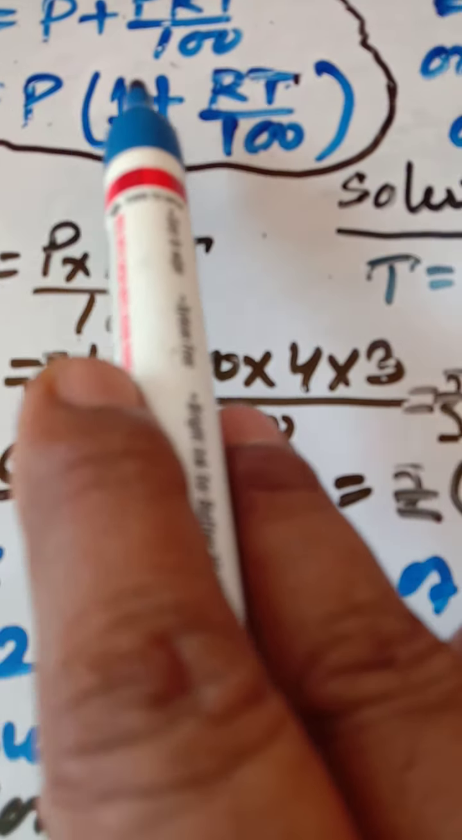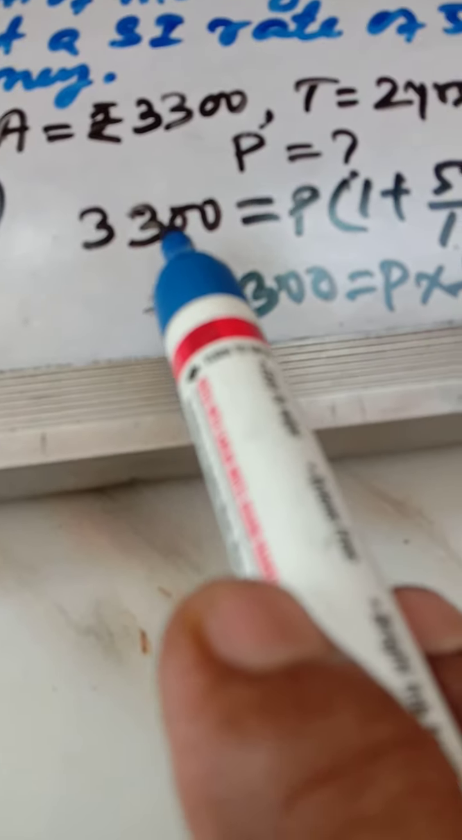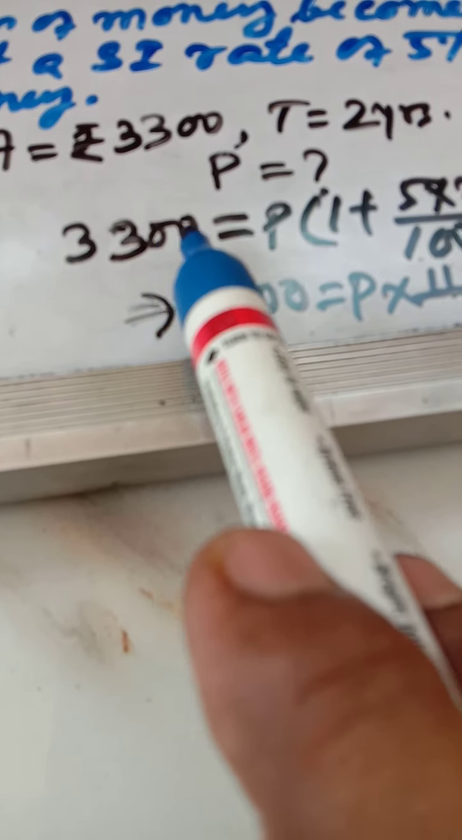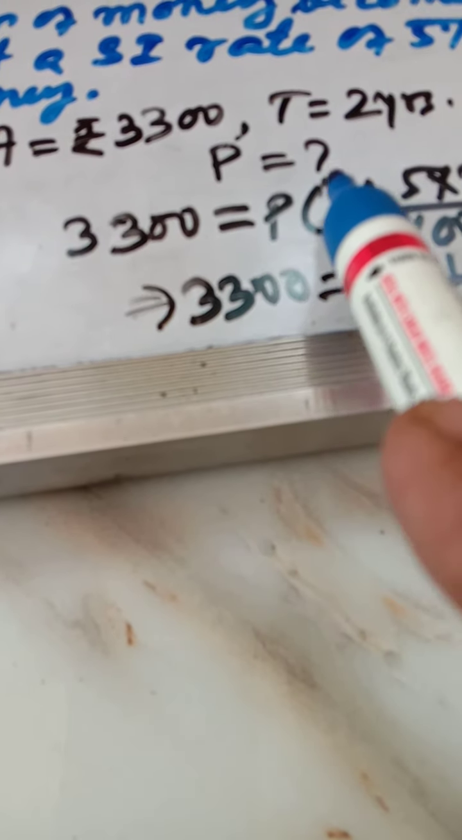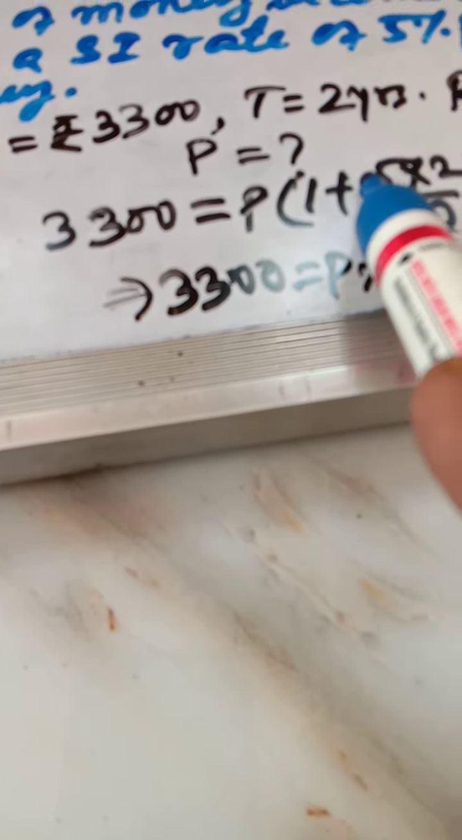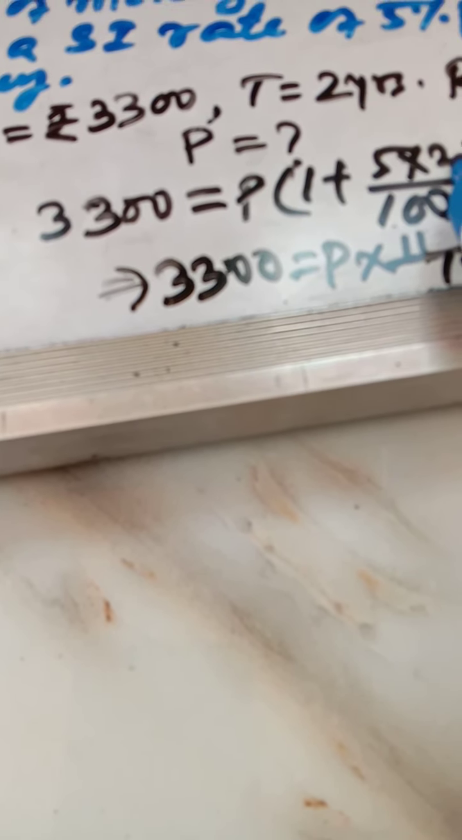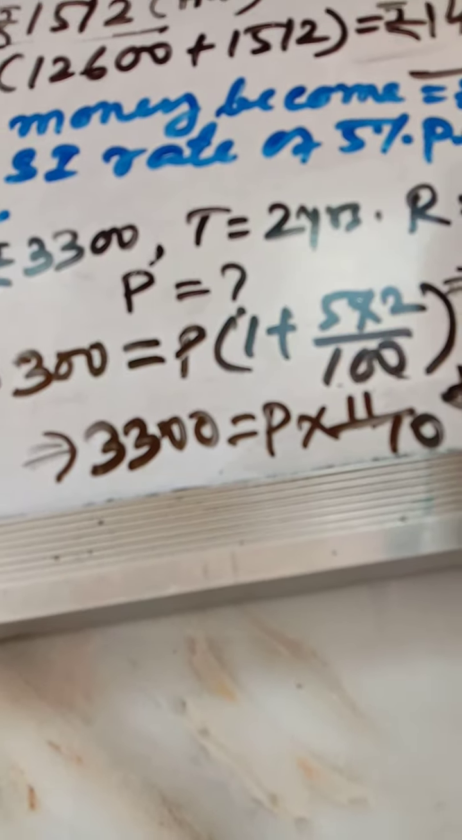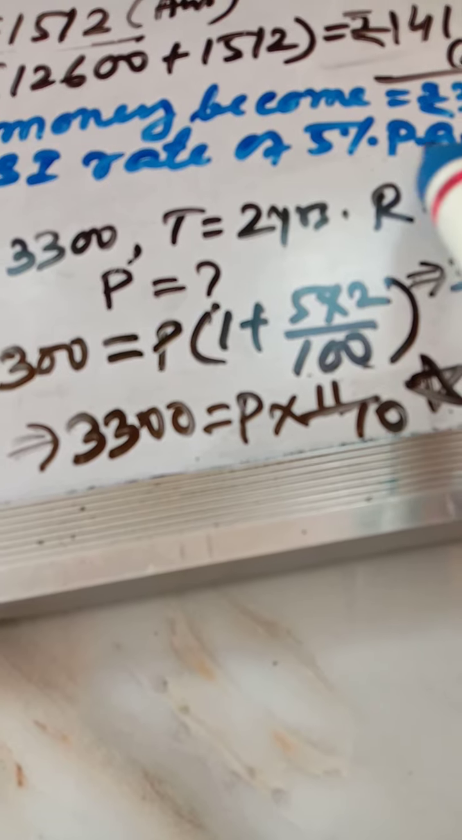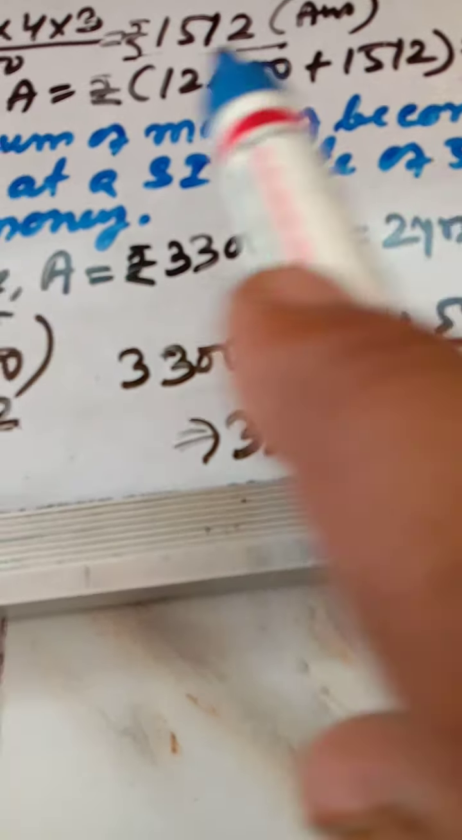So the formula is A equal to P into 1 plus RT by 100. That is what I have done. Here the amount you know, 3300, equals P into 1 plus 2 times 5 by 100, where 5 is the rate and 2 is the years. But you definitely see whether both are given per annum and the time in years or not. That is given. So 10 by 100.